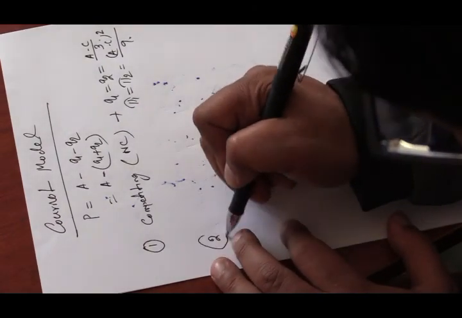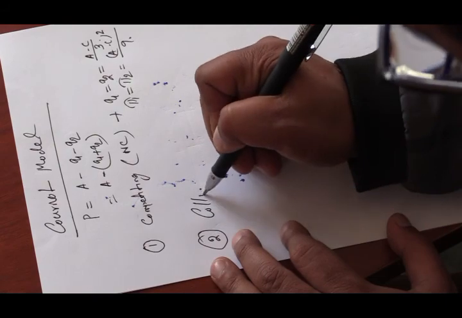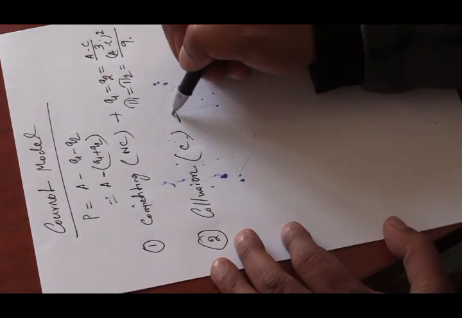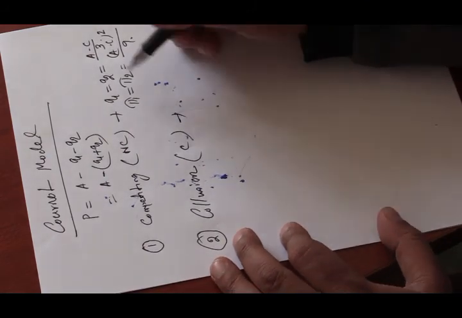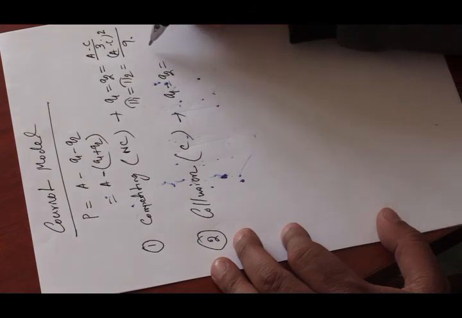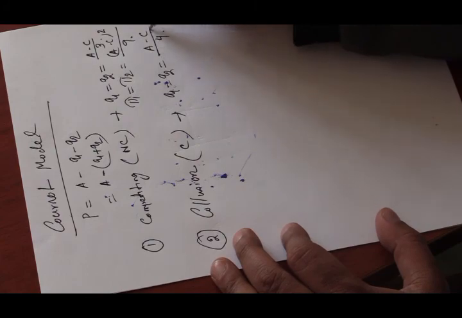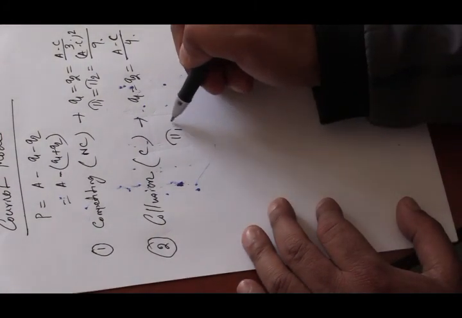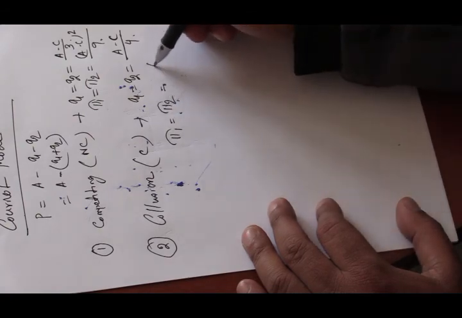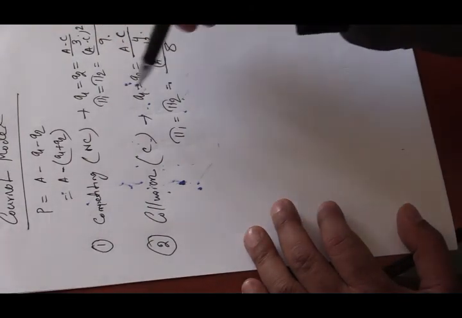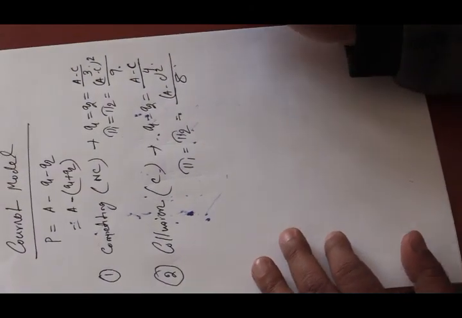The second option is collusion, which means both firms cooperate with each other. In that case each firm will produce Q1 = Q2 = (A − C)/4. They will act like a multiplant monopolist, and the profit of each firm will be (A − C)²/8. So both firms can be better off by cooperating.